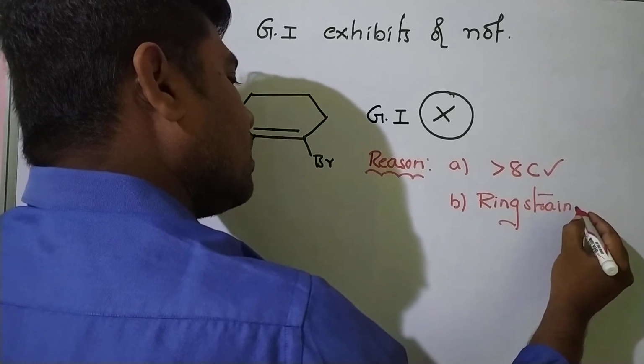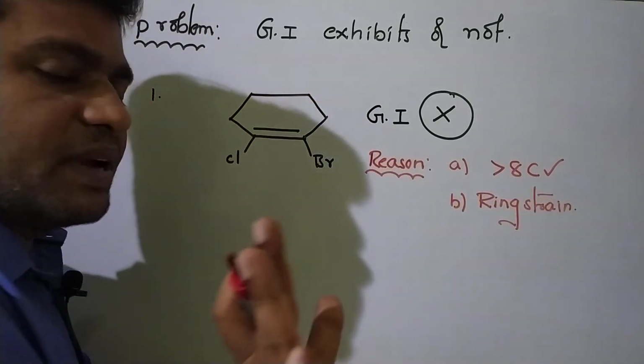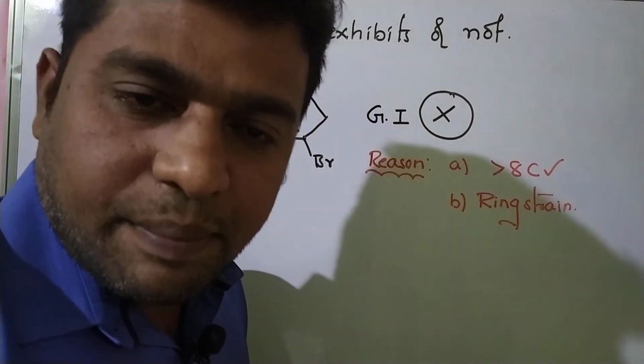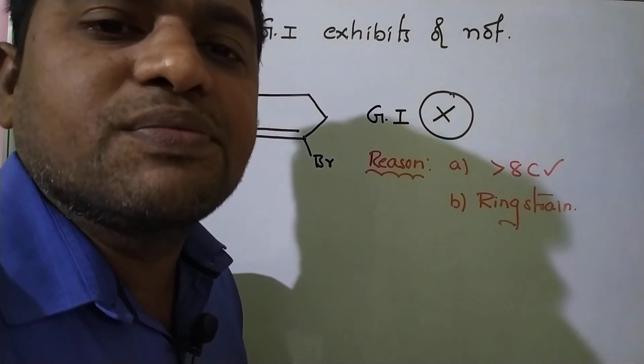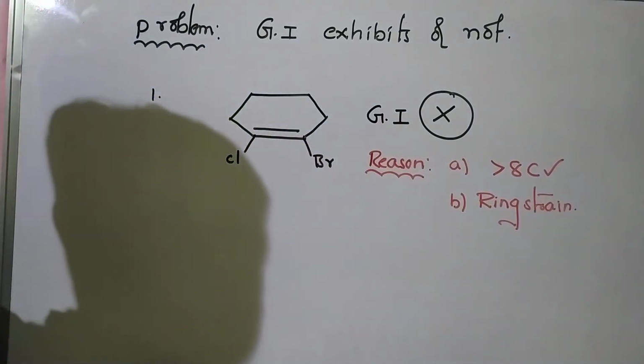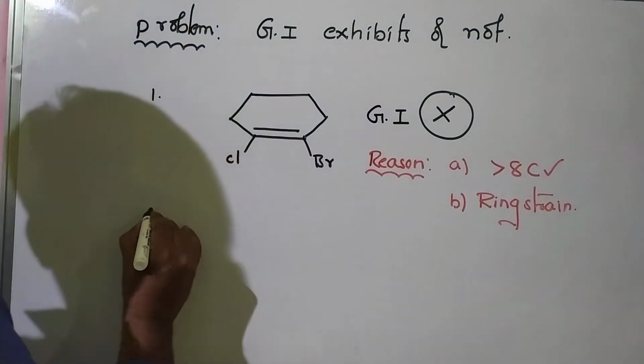The cycloalkenes up to 7 carbon atoms do not exist at room temperature because of the high degree of strain. So that is the proper reason. Now write the second example.